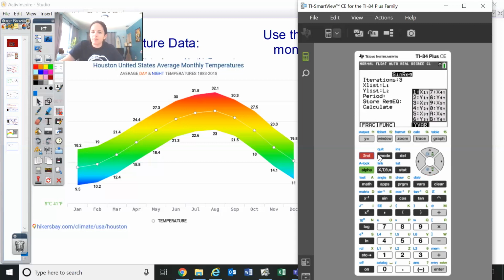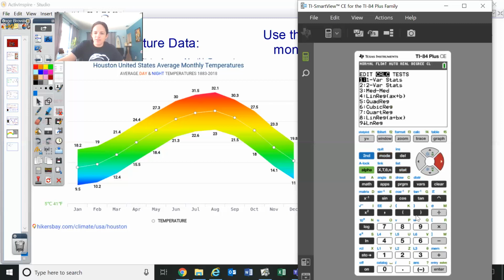no, looks like I'm on parametric mode, so we won't even mess with that. So we could store the regression equation if we wanted to in Y1. We don't really need to get the equation. I just thought it might be nice for you to see. And so we're just going to go on down and hit calculate.